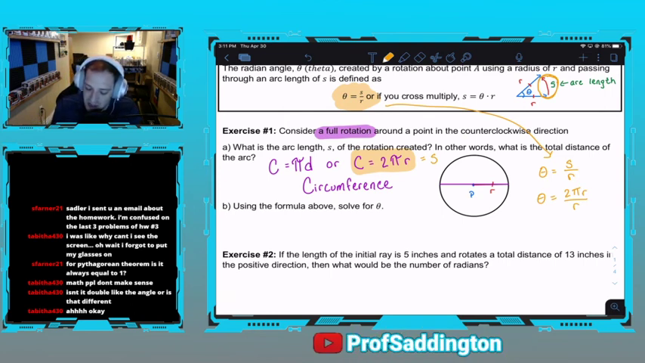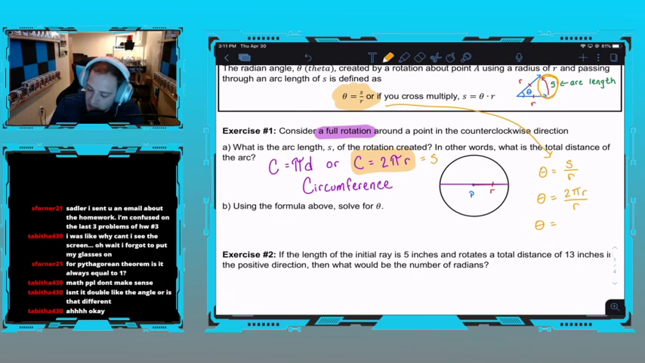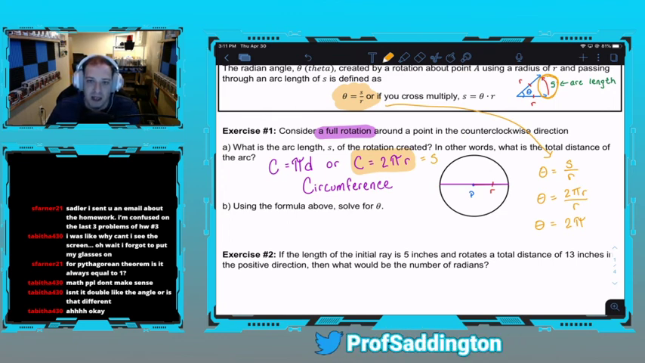Theta is represented by the angle. And if I were to solve for this angle theta, we're going to have 2 pi r over r. Those r's are going to cancel out, and we're left with 2 pi. 2 pi is the angle in radians.